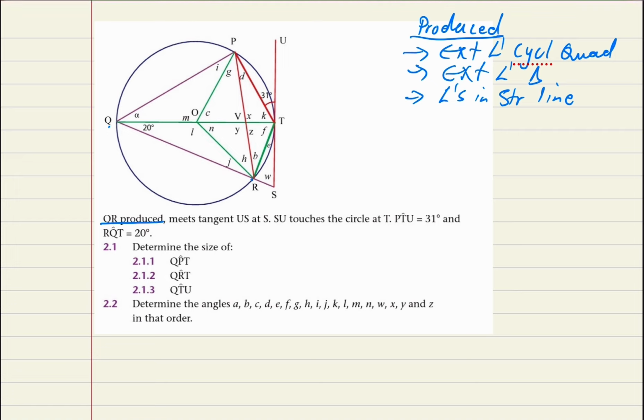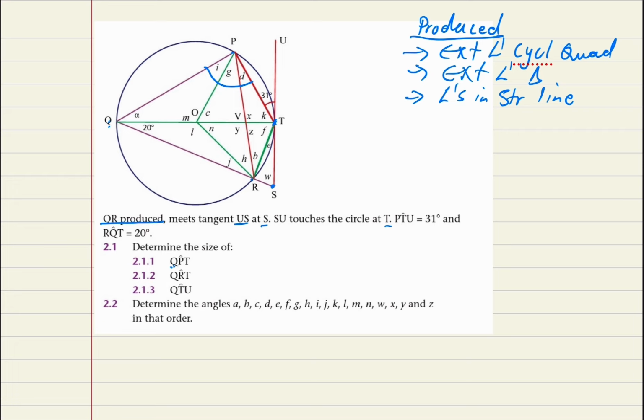Okay, so now let's continue. Meets the tangent US at S. Okay, yes. And touches the circle at T, yes. And we're given 31 and 20. Okay, now they said to us determine the size of QPT. They are looking for that whole angle.